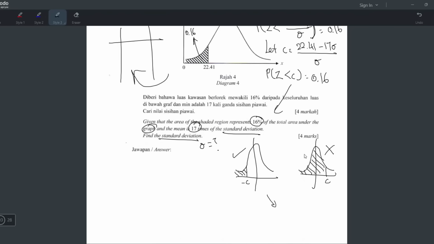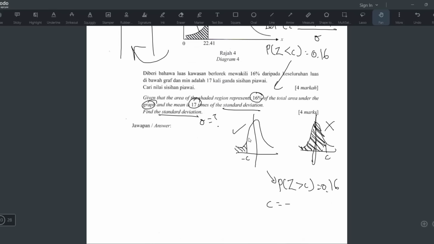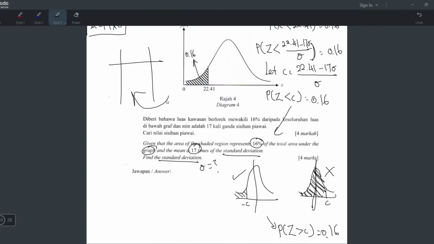Then what do we do? Alright, smaller negative can straight away change to bigger positive: P(Z bigger than C) equals 0.16. The smaller negative can straight away change to bigger positive because this bell shape is symmetrical. And now it's already bigger positive, so now you can read the table. But you have to write down C equals negative first. Otherwise, if you forget, you will get the whole thing wrong. I always tell my students the same thing. If you already know C is negative, try to write it down first, because most students will forget. Alright, so now we have to read the table, looking for 0.16 or slightly more.